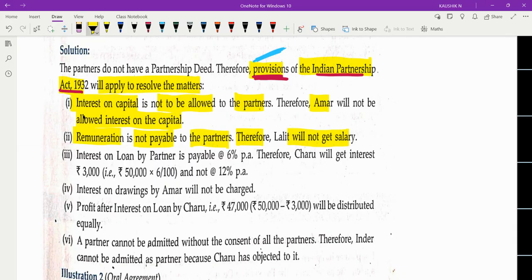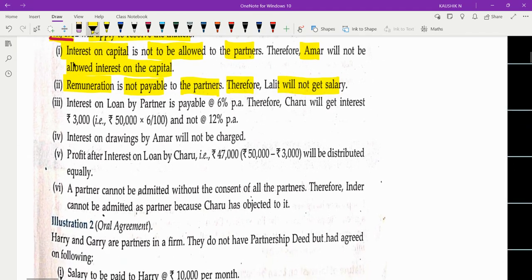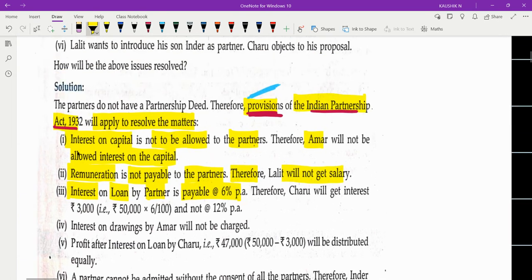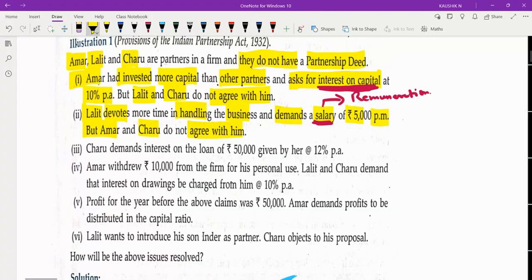Okay, now move on to the third question. What is mentioned in the third question? Sorry, we are in the solution category. We'll move on to the question category here. Okay, third question. Charu.